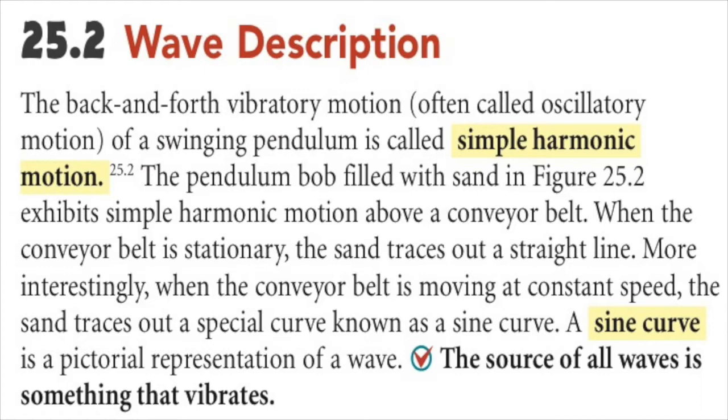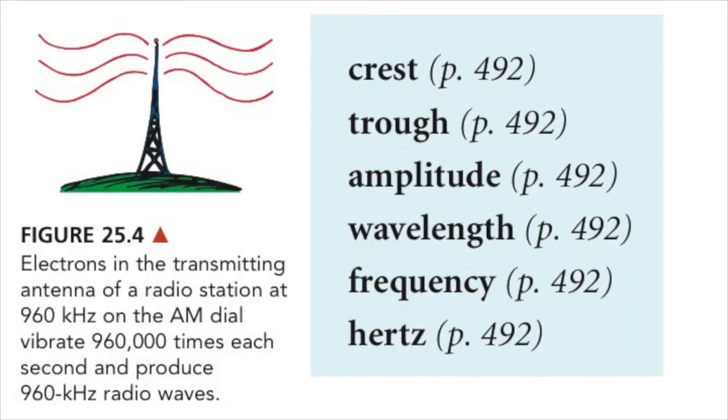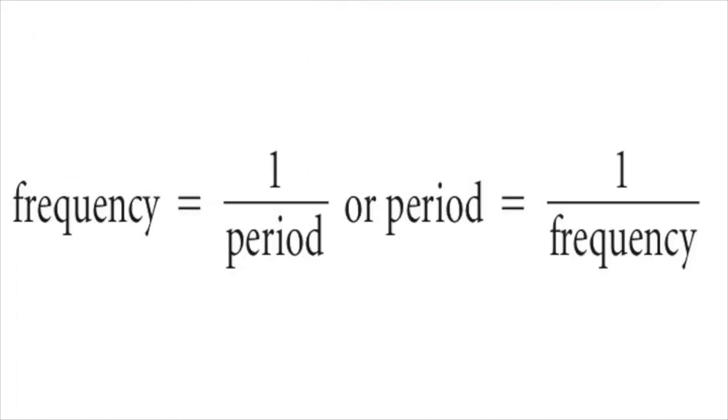The source of all waves is something that vibrates. Figure 25.4, electrons in the transmitting antenna of a radio station at 960 kilohertz on the AM dial vibrate 960,000 times each second and produce 960 kilohertz radio waves. It's 9.6 times 10 to the 5th seconds per second, hertz. Frequency equals 1 over the period, or the period equals 1 over the frequency.